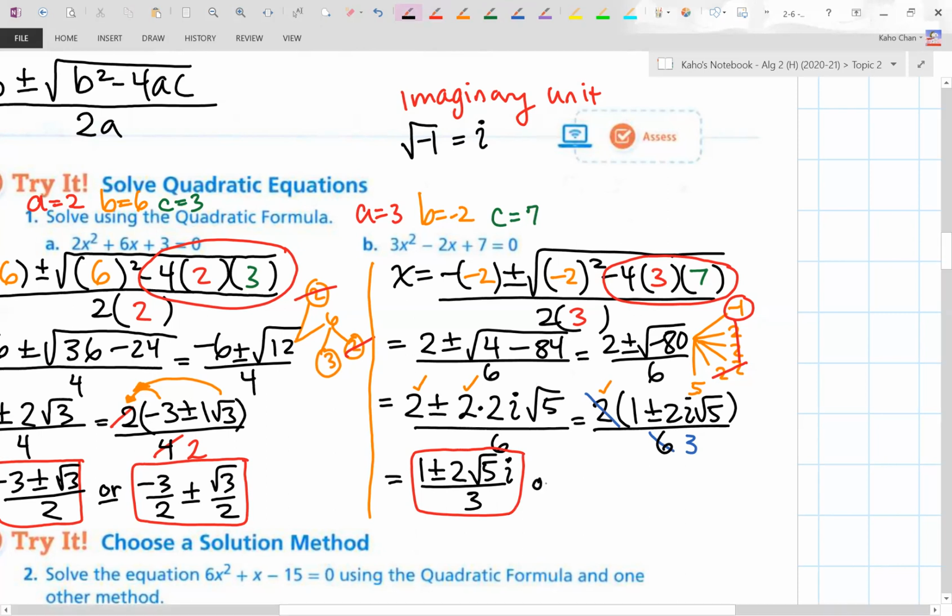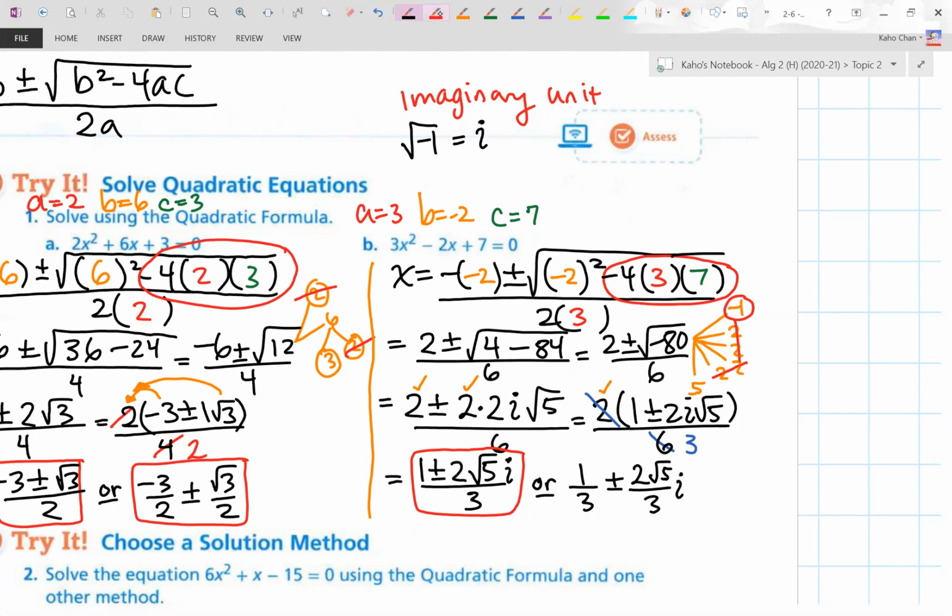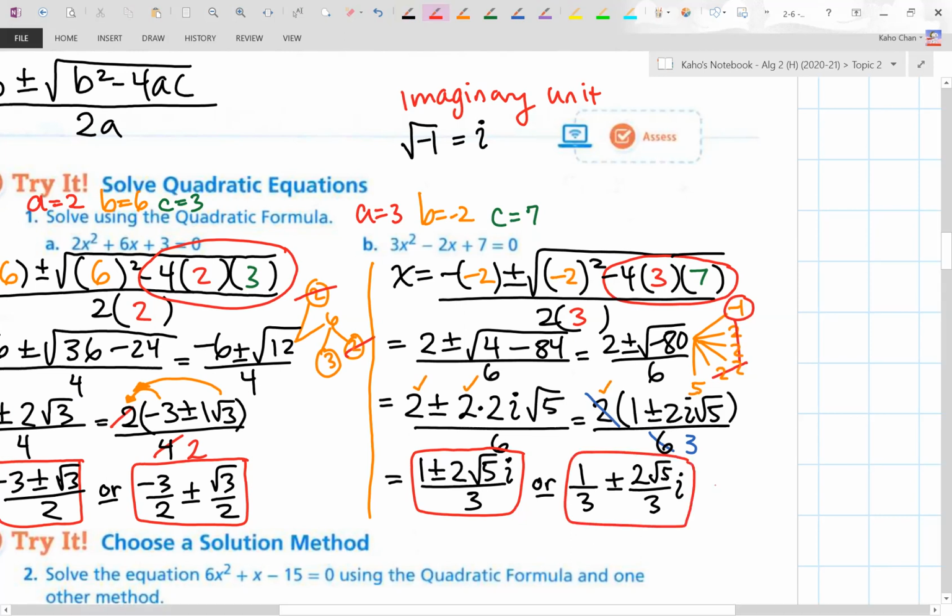Or you can separate it into the real part, added to the imaginary part. Wow. Look at that. Crazy. Okay. Whew.